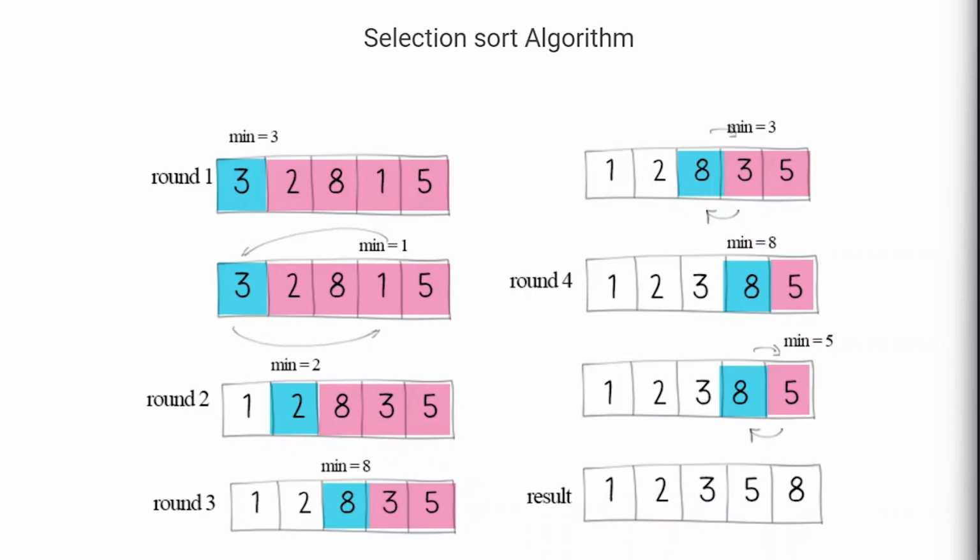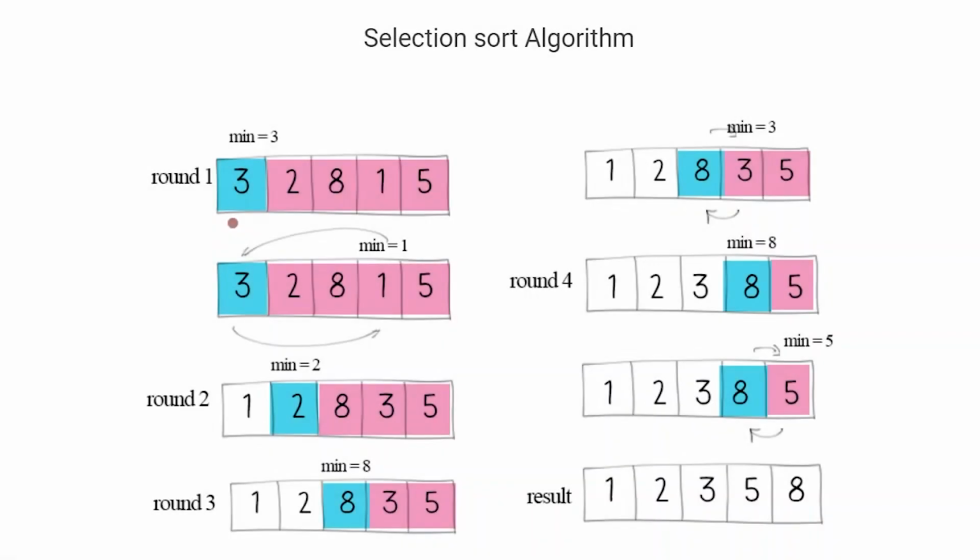Okay, let's dive into the video. So selection sort is one of the simple sorting algorithms. It works by dividing the input list into two sublists, one sorted and another one unsorted sublist. It repeatedly selects the minimum element from the unsorted sublist and swaps it with the leftmost unsorted element until the entire list is sorted.